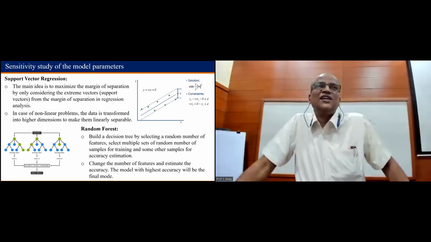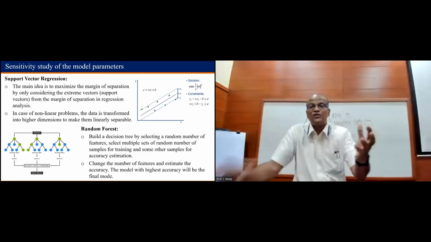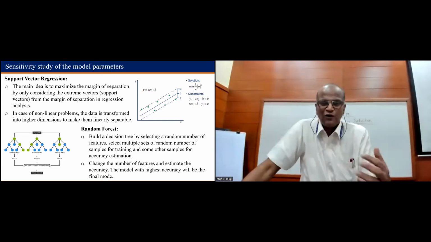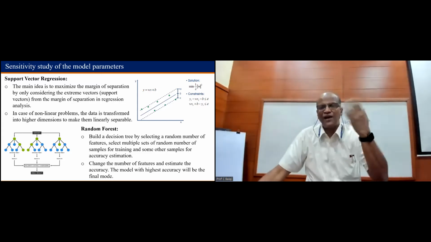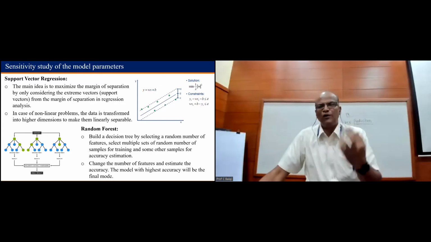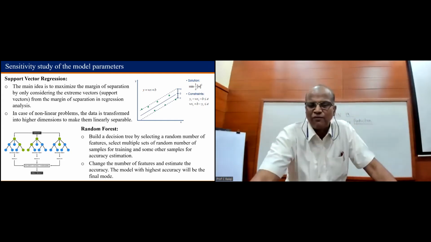8 out of the 10 decision trees say it is banana. Then majority wins, so it should be a banana. This is a very simple example I told you. This is very much used in fintech, financial technology, where they look at the creditworthiness of an individual, of a company, and so on. So this is basically a random forest.